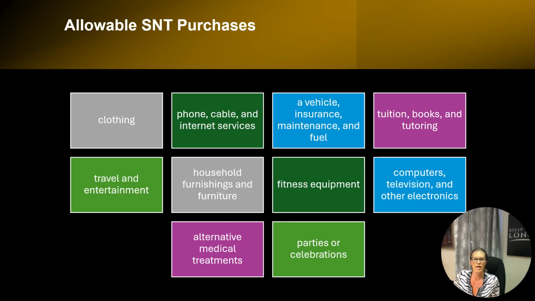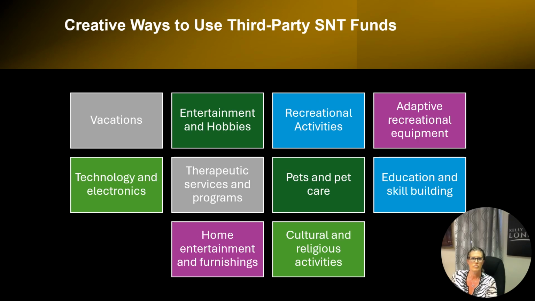Despite these restrictions on SNTs, they can be used to pay for many special expenses on the beneficiary's behalf, such as clothing, phone, cable, and internet services, a vehicle, insurance, maintenance, and fuel, tuition, books, and tutoring, travel and entertainment, household furnishings and furniture, fitness equipment, computers, television, and other electronics, alternative medical treatments, parties or celebrations, and in addition, the money required to administer a third-party SNT, including attorney's fees and trust accounting fees, can be paid from the trust. Now, there's creative ways to use third-party SNT funds.